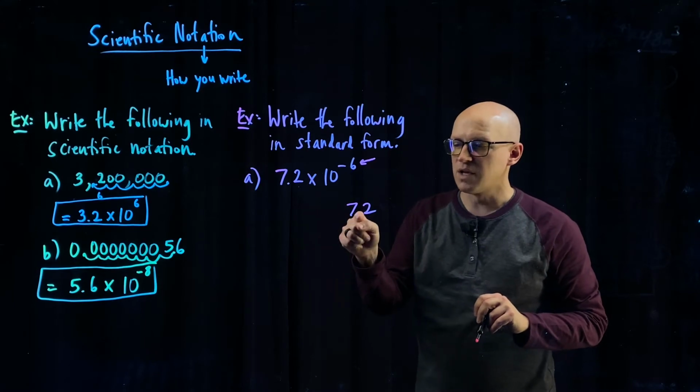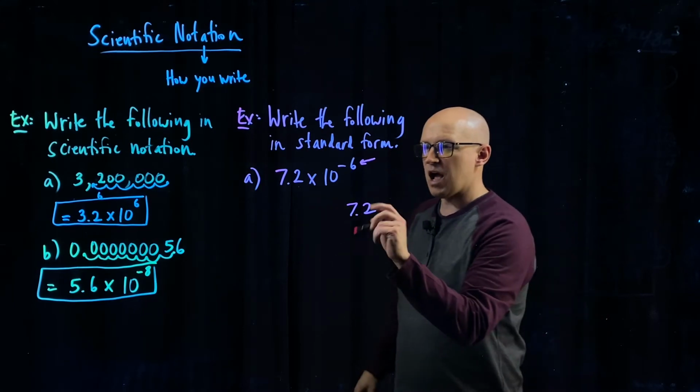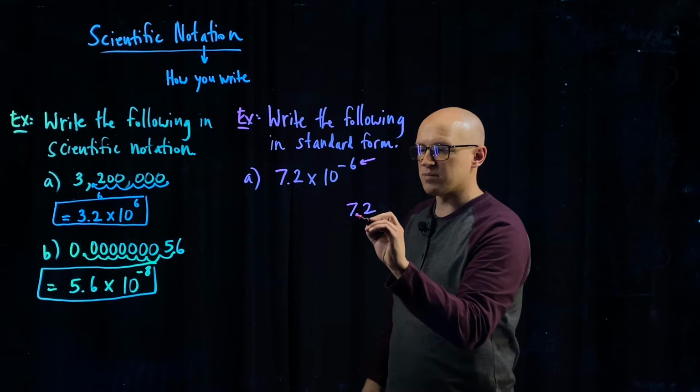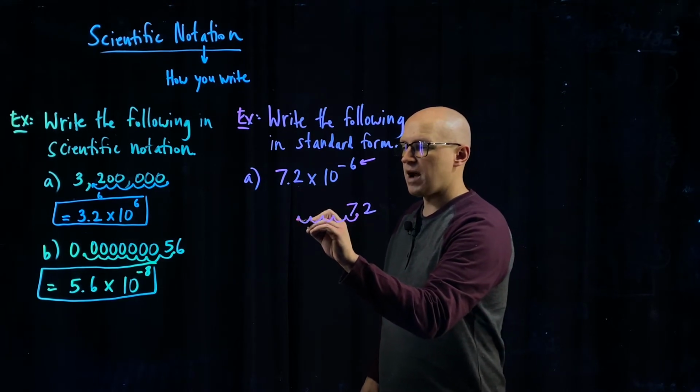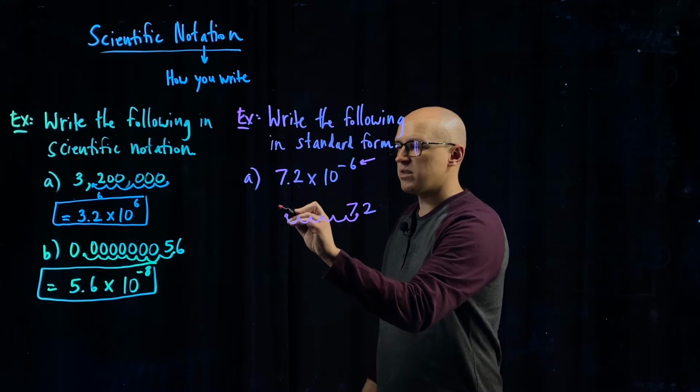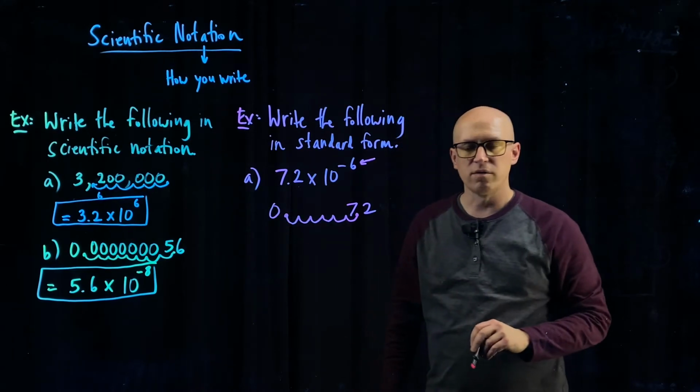The negatives are going to move it to the left. How many times? I'm going to move it 6 times. So I'm going to move it 1, 2, 3, 4, 5, and 6. I'm going to put a decimal there, and I'm going to put a 0 out front.